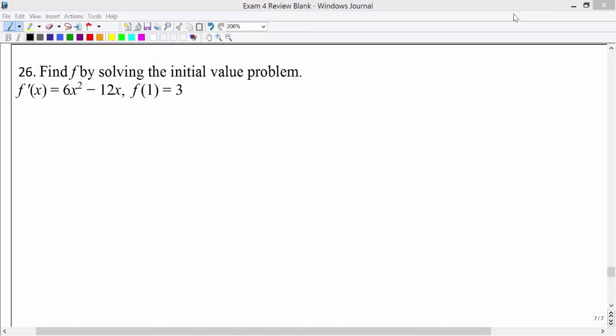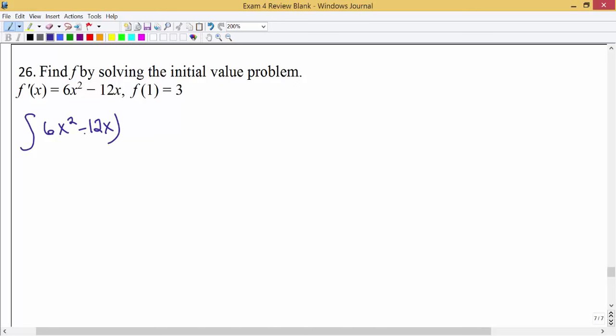For number 26 and 27, our last two problems for the review, we are solving initial value problems. So we're asked to find the original function f if we know that the derivative of that function is 6x squared minus 12x, and then we also know that if a 1 goes into that function as input, we get a 3 out as output. So we want to integrate the derivative.